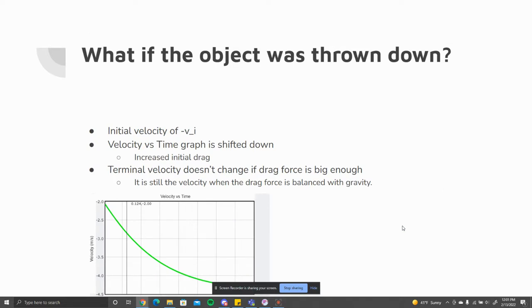So what if the object was thrown down? That's another question. If you have an initial velocity of negative vi, then we also have increased initial drag. For this case, the velocity versus time graph is just shifted down because, again, we never reached that terminal velocity. However, I think in certain cases where the resistance is big enough, and maybe the initial velocity is also big enough, then that terminal velocity will be there, but it doesn't change. No matter what the initial velocity is, it still approaches the same terminal velocity.